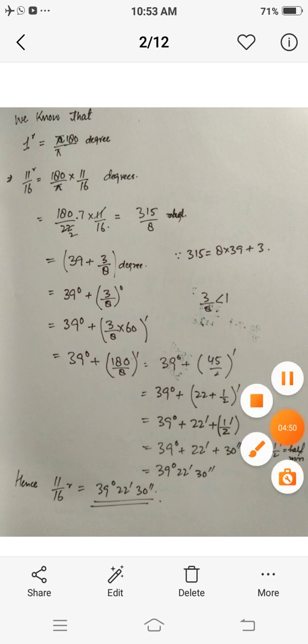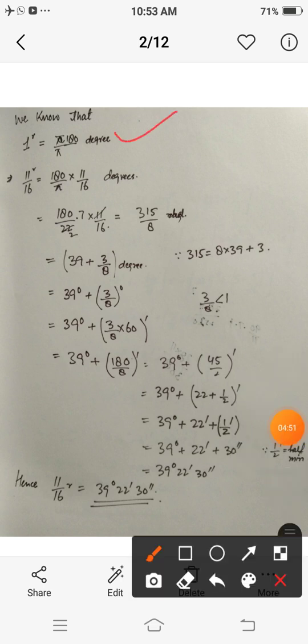By multiplying in this equation, 11 upon 16 radian is 180 upon pi into 11 upon 16 degrees. Now this whole is in degrees from the RHS. Putting the value of pi equals 22 upon 7, we get 315 upon 8 degrees.